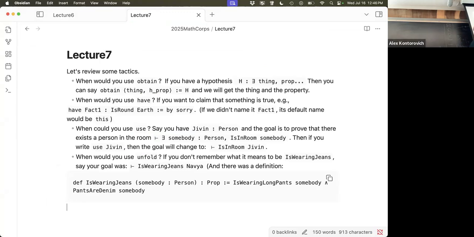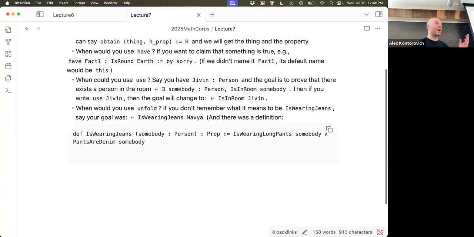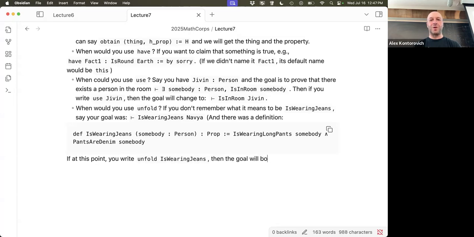Let's say you had this definition, but that definition is not fresh in your mind. The definition is wearing jeans is you're wearing long pants, and the pants are denim, of this person. And you want to prove that Nadia is wearing jeans, but you don't remember what that means. So at this point you write unfold is wearing jeans, then the goal will become, what will the goal become?